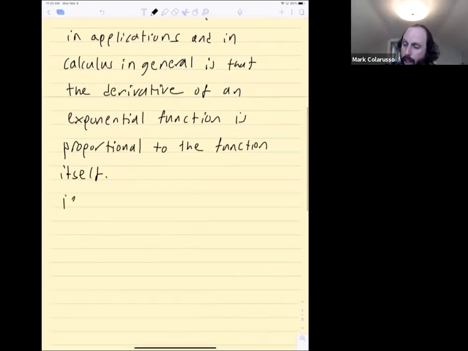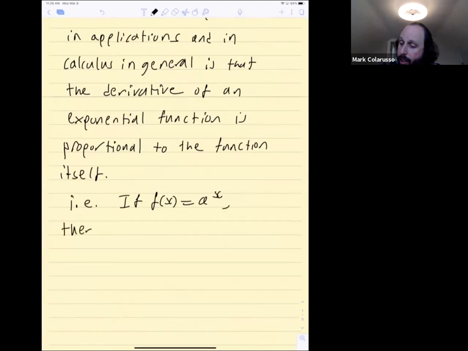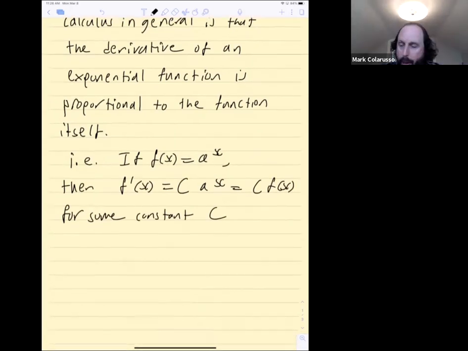What does that mean? Let me just clean this up a bit. If f of x is equal to a to the x, then f prime at x, the derivative, is equal to some constant c times a to the x. So it's equal to c times f at x for some constant c, which in general depends on the base a.